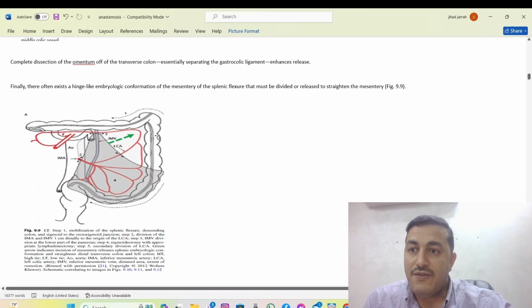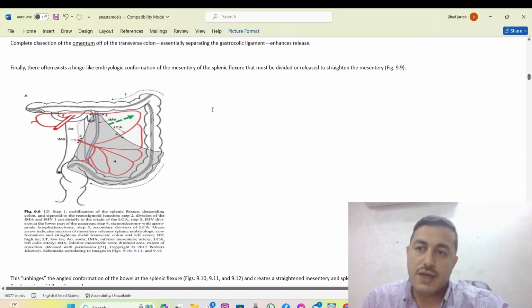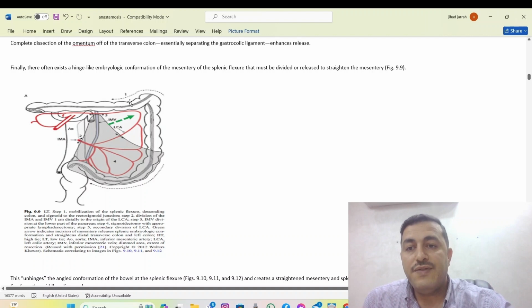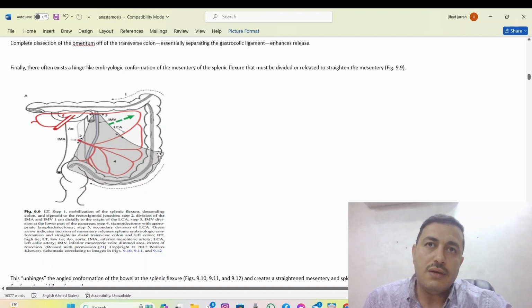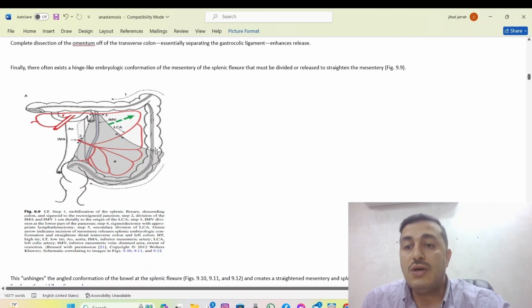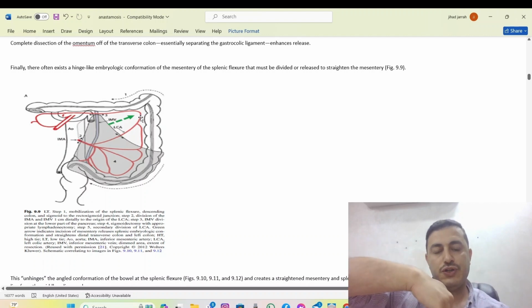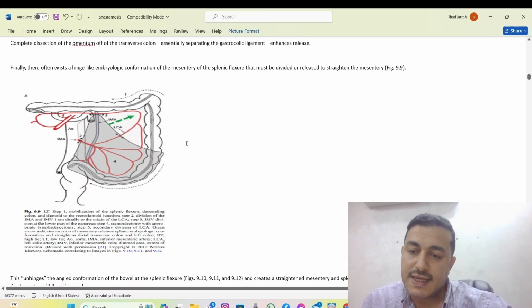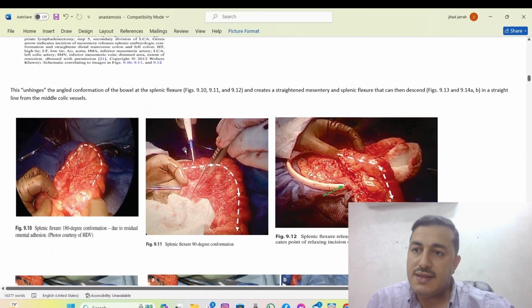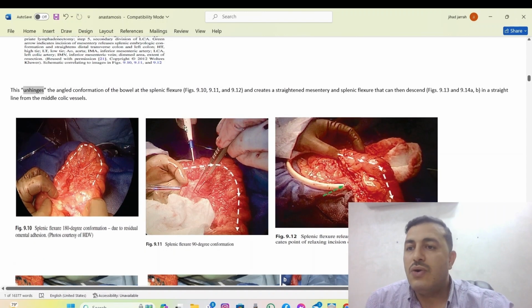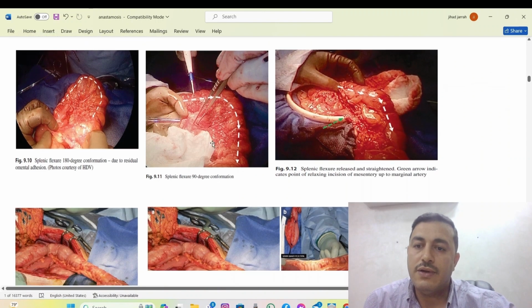What else do we have? What we talk about is the unhinging. I hope that the pronunciation is correct. We have this flexure which is designed in a 90 degree, actually approximately 90 degree, or could be, and unhinging means straightening to reach the distal segment. This is unhinging.